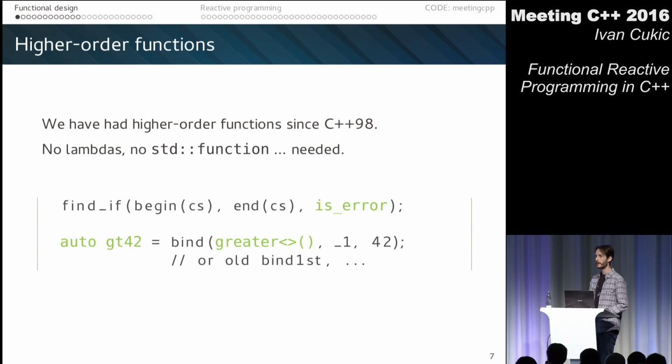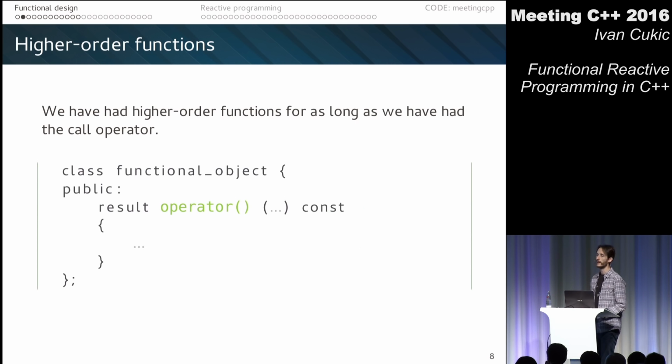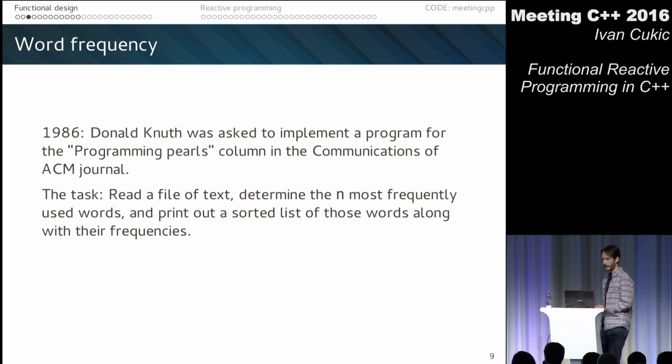Essentially, the only thing in C++ that is required for it to be considered functional is that you can overload the call operator. And if you can do it, then you can create things that look like functions, even if they are not really. So why are higher order functions useful?